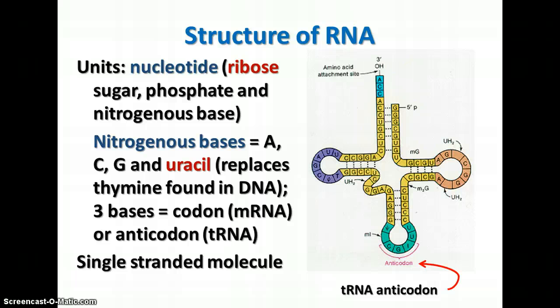Uracil pairs with adenine like thymine does, but it fits better with the ribose sugar than thymine does. Each sequence of three bases in the messenger RNA makes a codon. On transfer RNA, there is an anticodon that is complementary to the messenger RNA. Another thing about RNA is that it is a single-stranded molecule rather than a double-stranded one.